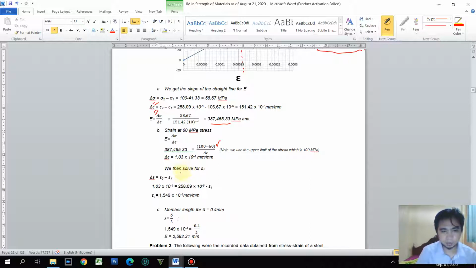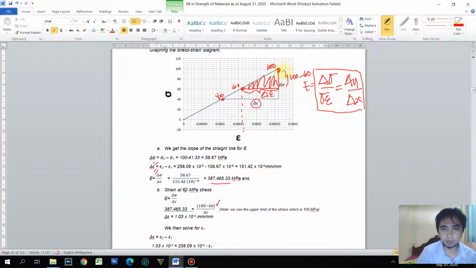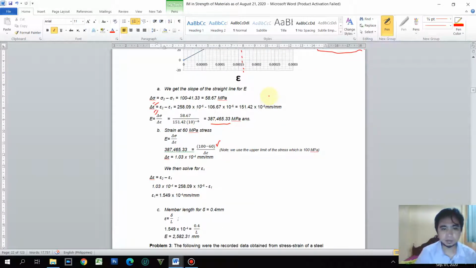And then we already know the strain at 0.2. This is the 0.2 and this is the 0.1. Since we already know the 0.2, the 0.1 is what we are getting. We can get that by this delta strain or the change in strain. So 1.03 is substituted here. This is given, 258.09 times 10 raised to negative 6, minus the strain at the 40 megapascal stress. Okay, so by this we can now get the corresponding value, which is equivalent to 1.549 times 10 raised to negative 4 millimeter per millimeter.